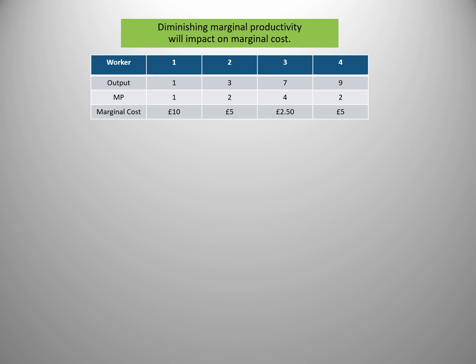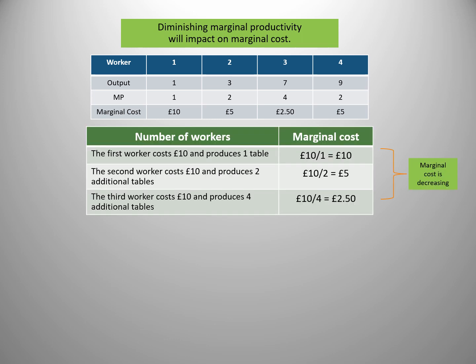Marginal cost is the cost of producing one additional unit. Diminishing marginal productivity will mean that at some point marginal costs increase. Assume that each worker is paid £10 per hour and there are no other associated costs such as raw materials. The first worker costs £10 and produces one table. The marginal cost of producing one additional table is therefore £10. The second worker costs £10 and produces two additional tables.